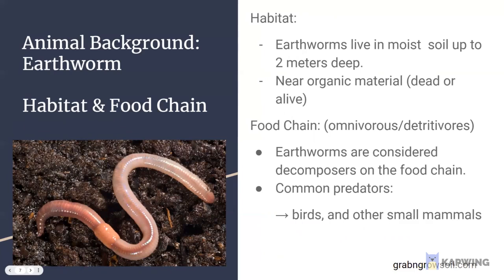For their habitats, earthworms live in moist soil up to 2 meters deep. They can be found in fresh habitats on land or even in fresh water. They can be found all over the world, very commonly in forests due to their moisture levels. The moisture helps them survive.